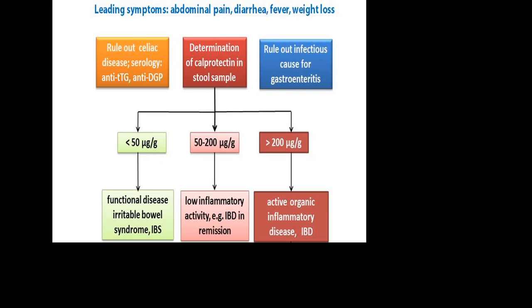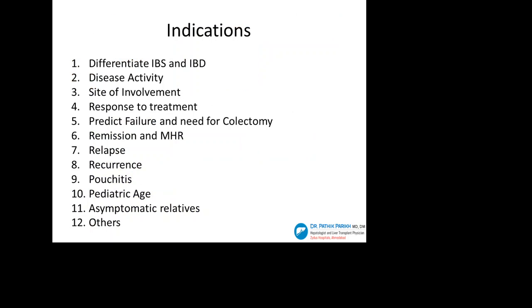Whenever a person comes to you with pain, diarrhea, fever, or weight loss, we get a fecal calprotectin done. If it is less than 50, we can safely assume it to be irritable bowel syndrome. If it is more than 200, we label it as highly suspicious of inflammatory bowel disease. 50 to 200 is low inflammatory activity, and that is again a gray zone.